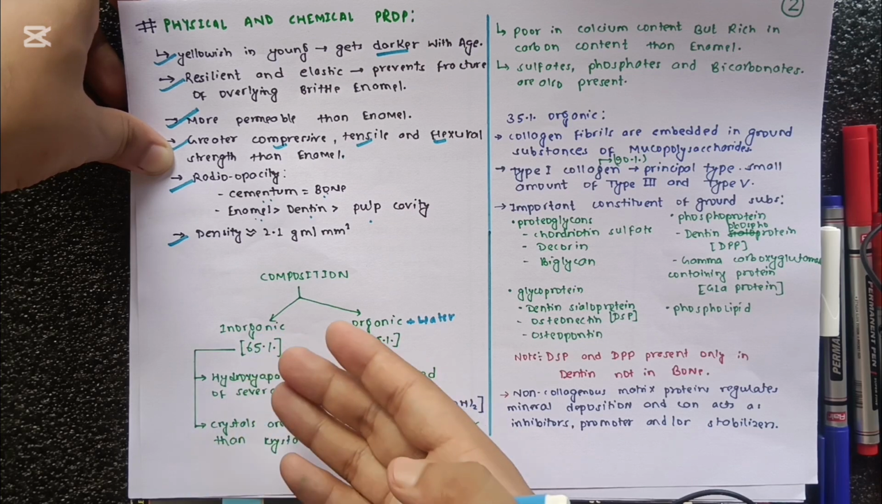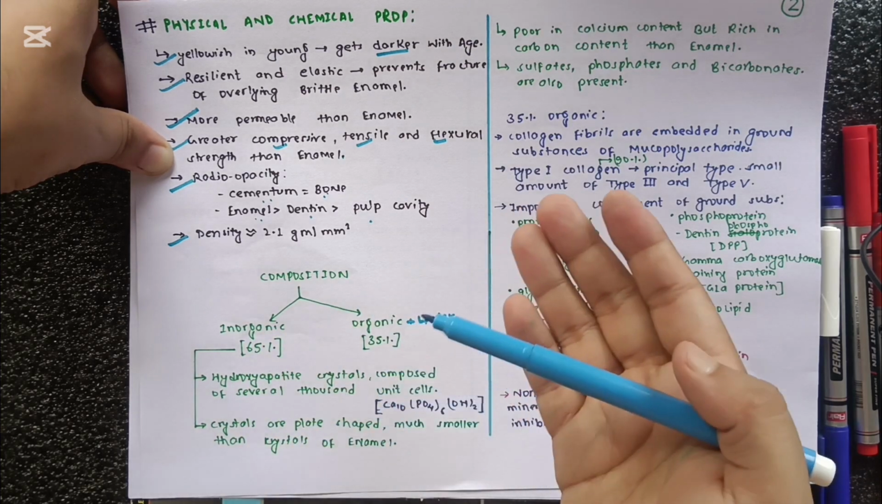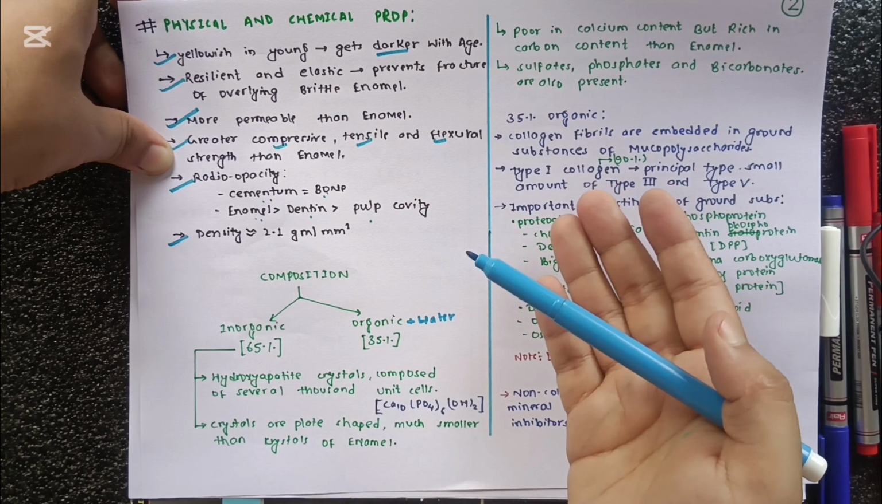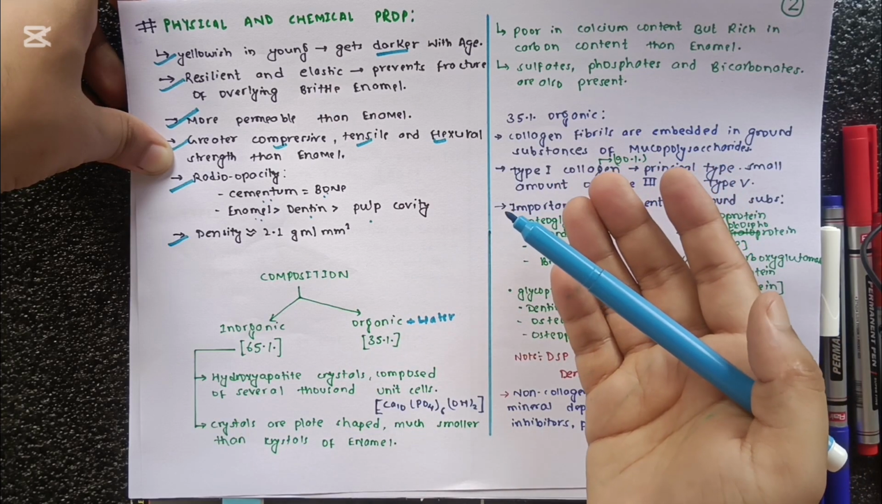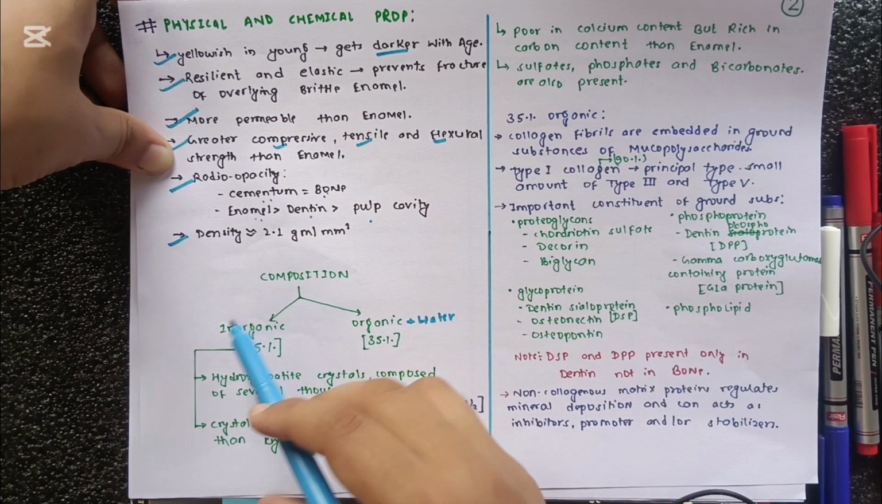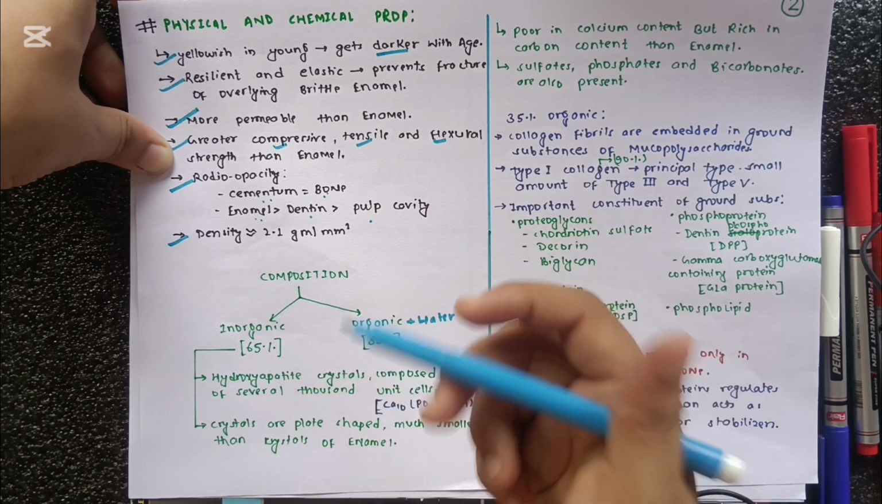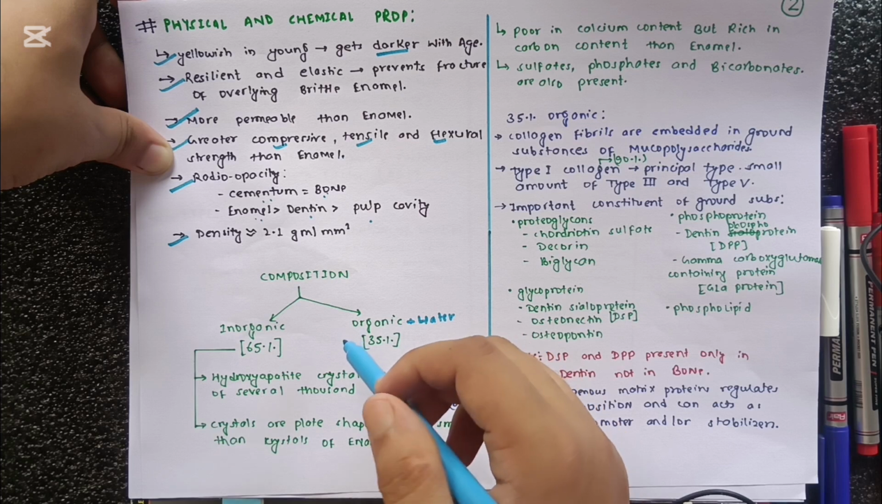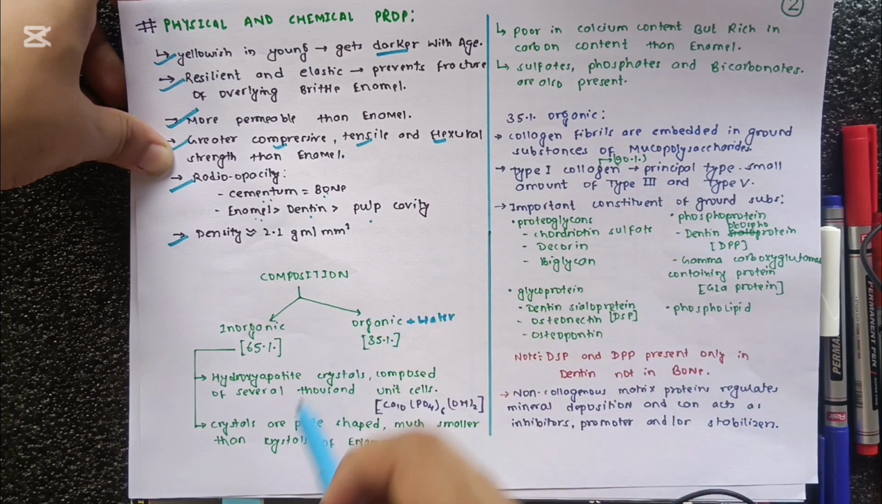So when you compare the composition of the enamel and the dentin, enamel has a larger proportion of inorganic materials in comparison to the organic material, but in dentin a little more organic content is present in comparison to that of the enamel. So what is present in the inorganic section?